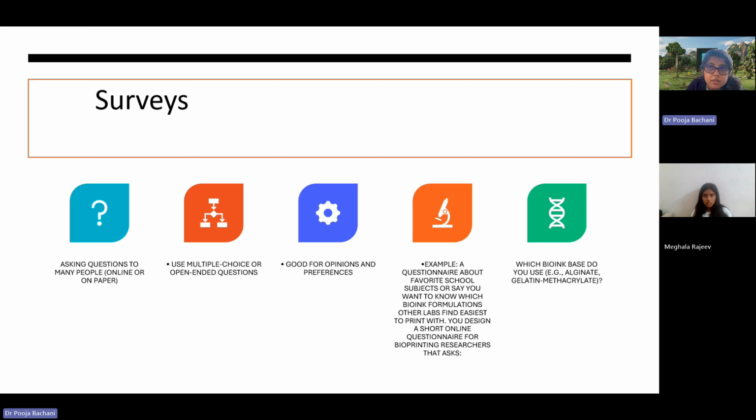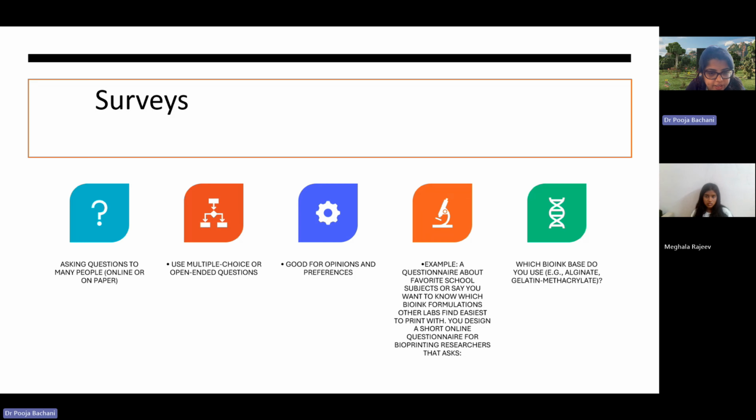So for example, Meghla, you become a scientist in upcoming years, okay, so you don't know where to start from. So you ask your seniors, or you ask your co-workers, or ask your colleagues. You prepare a simple questionnaire, because you are not getting the proper data that you thought of. So now you prepare a questionnaire with 2 or 3 questions about what you want to learn, and you ask them, what bioink formulation did you use?